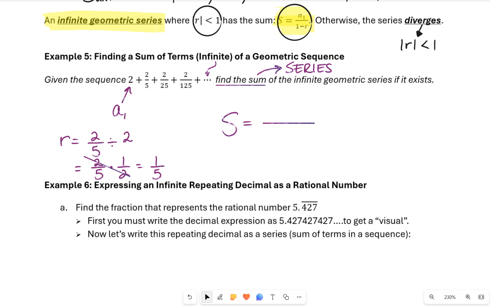Substitute a1 to be 2. 1 minus the r is 1 minus 1/5. That calculation ends up to be 5/2. So all those terms added together would give you 5/2.